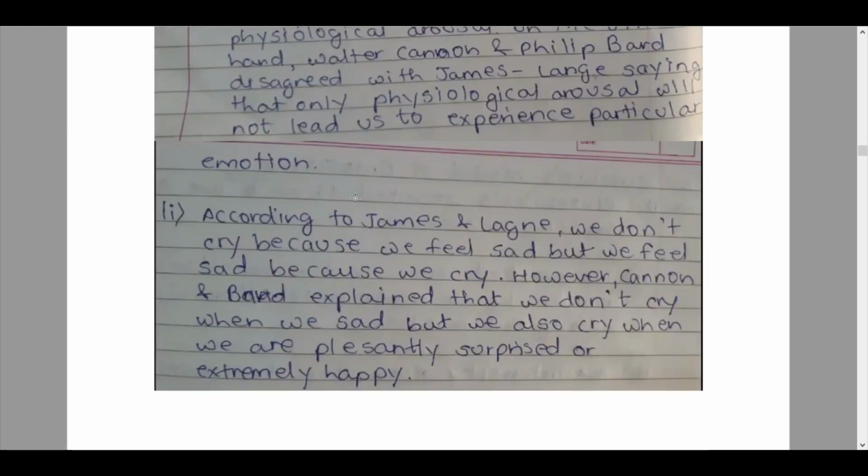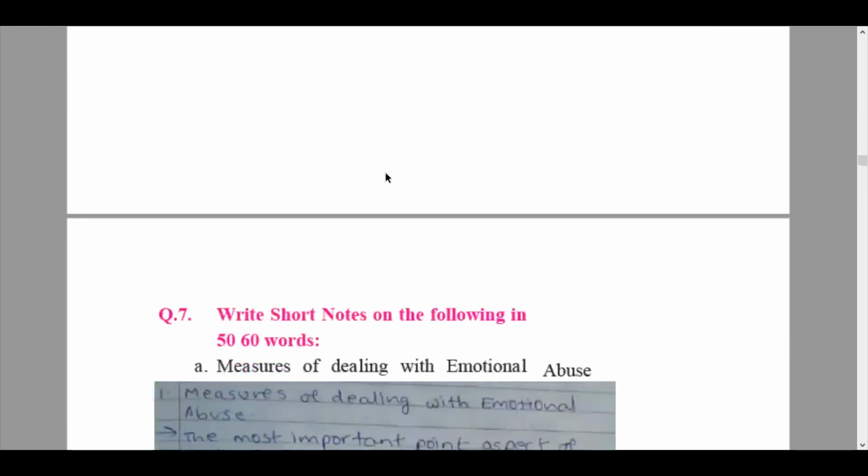So according to James and Lange, we don't cry because we feel sad, but we feel sad because we cry. However, Cannon and Bard explained that we don't only cry when we are sad, but we also cry when we are pleasantly surprised or extremely happy. So these were our different comparisons or explanations of why people cry and what their connection is with feeling sad. That was our question number 6.